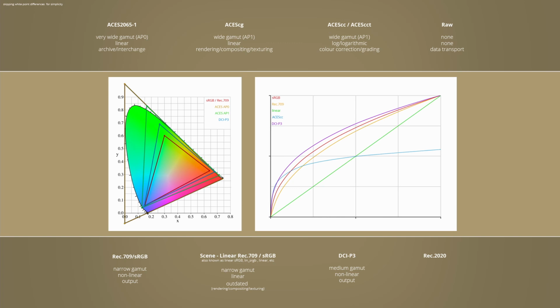Rec. 2020. The gamut of this color space is almost as wide as the AP1 primaries used by ACES CG, and it uses the same transfer function as Rec. 709. This color space defines the color specifications used by UHD HDR displays. But while HDR displays are becoming more and more popular among users, most video productions are still mastering their footage in Rec. 709. The reason for this being that most HDR panels on the market do not meet the requirements to be used as a reference display.